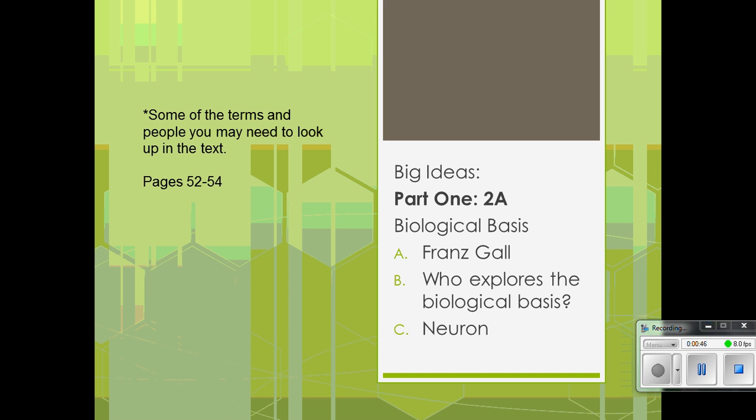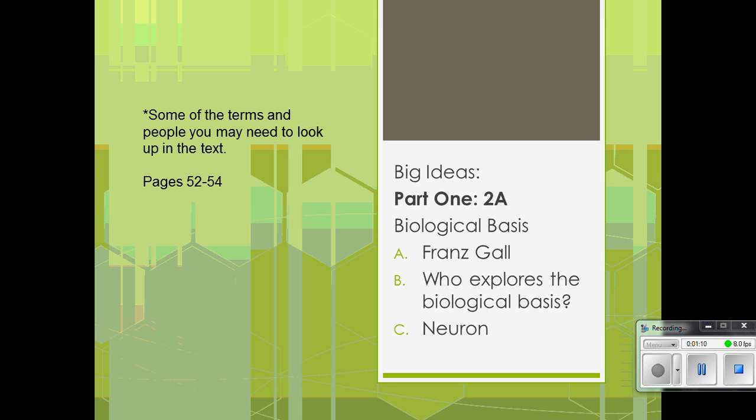All right. I want you to be reminded that some of the terms and people you may need to reference in the book. I do a pretty good job covering most of the material, but you might come across something that's left out. You are still responsible for the material in the textbook. This section covers pages 52 and 54 in the Myers textbook.